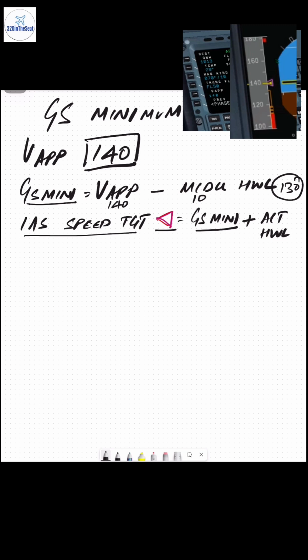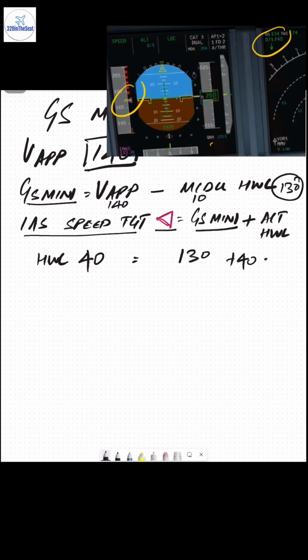Say the headwind component increases from 10 to 40 knots. The IAS speed target would become the ground speed minimum value 130 plus 40, which is 170. So in maintaining an indicated airspeed of 170 knots, we maintain a ground speed of 130 knots. Because the wind is not in our control, the only way we can increase the ground speed is by increasing the indicated airspeed.